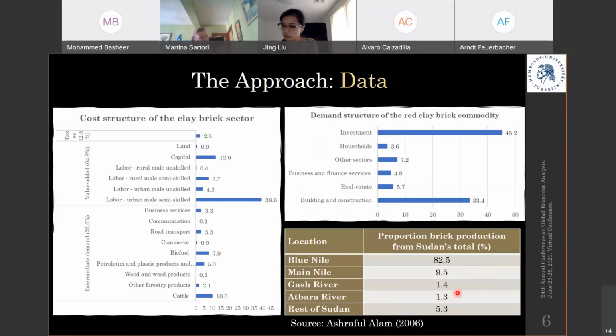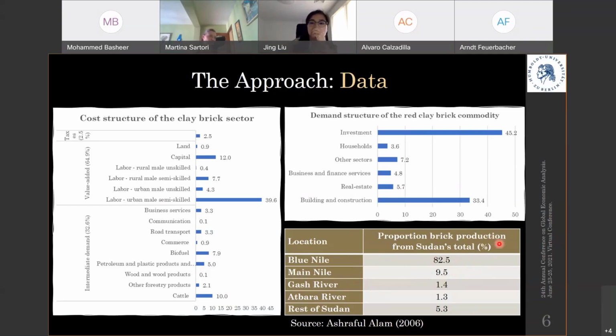Now, we also had to look at the structure of where red brick is produced in Sudan. As I said earlier, there is production on the Blue Nile and the Main Nile. That's what's going to be impacted by this new dam. Most of the production of fired red brick in Sudan is based on the Blue Nile and the Main Nile, in total around 92% of the production of red brick. So this is going to mostly disappear after the construction of this new dam. That's basically our shock to the economy: reducing fired red brick production by 92%.